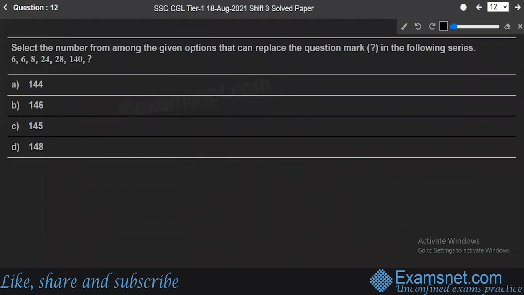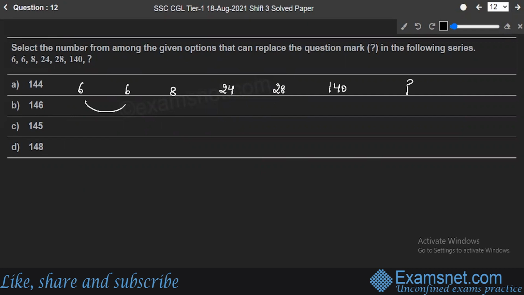Question number 12: select the number from among the given options that can replace the question mark in the series. So here's the question mark. You have to tell which of A, B, C, D will satisfy this question mark. Okay, so let's start. Let's write down all the numbers first. So here is 6, 6, 8, 24, 28, 140, and then a question mark.